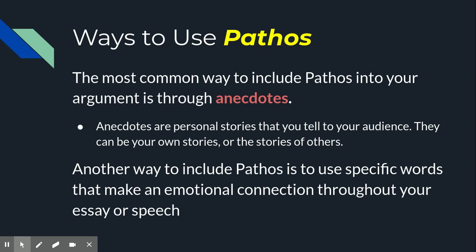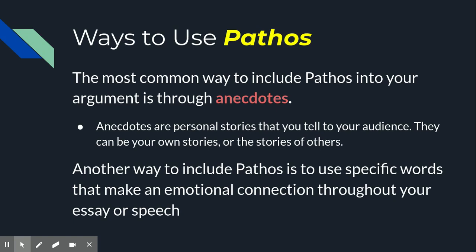And the point of telling the anecdote is oftentimes to get the audience to feel the same thing that you were feeling in the story. So you use a personal story that the audience will relate to. And if the audience can relate to that story, then they'll feel what you felt in the story, making your argument much more persuasive.